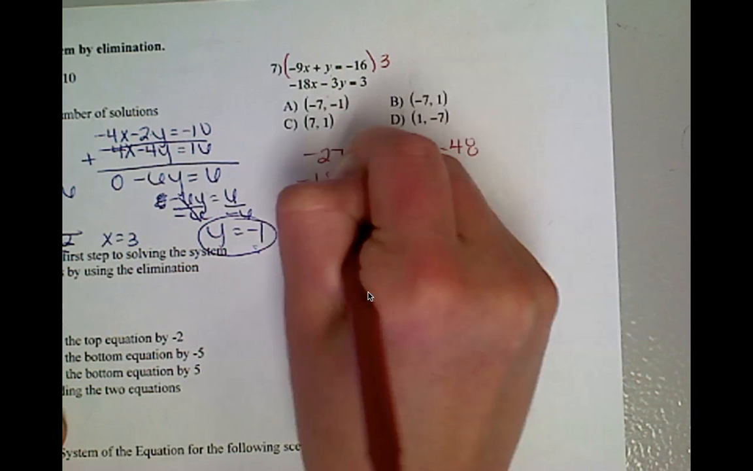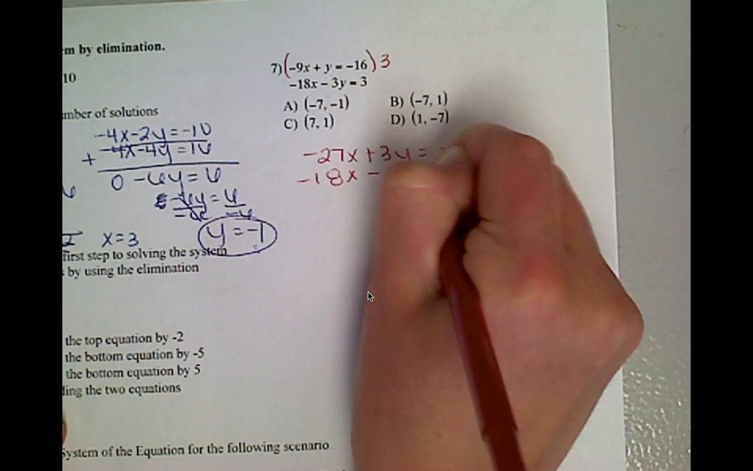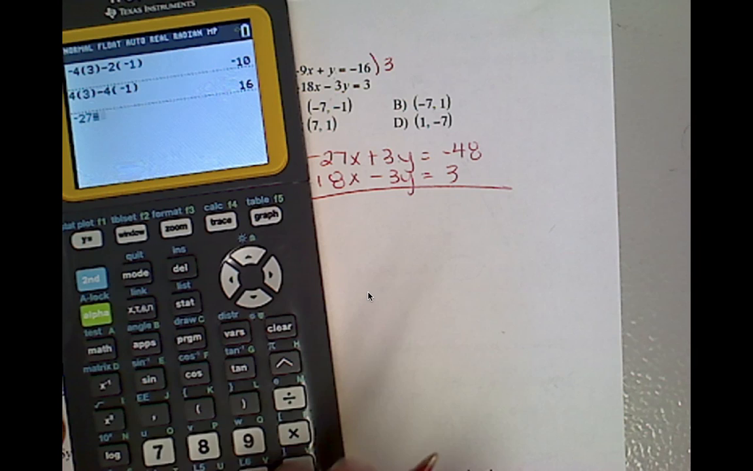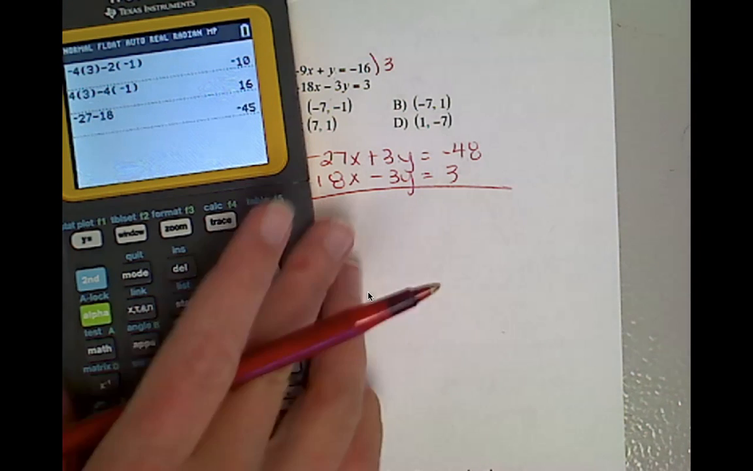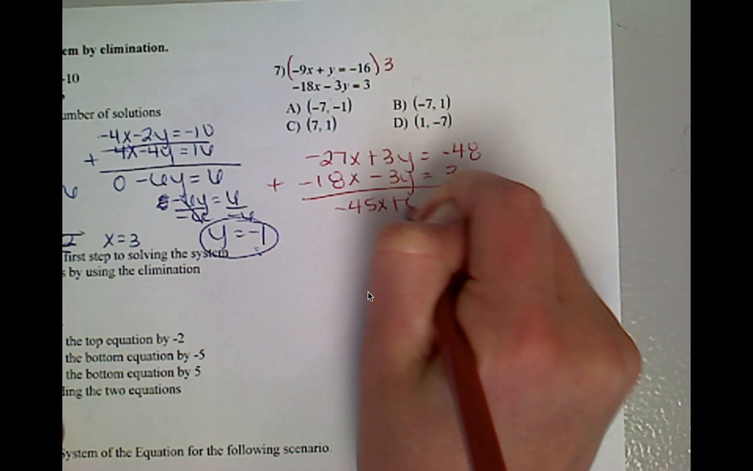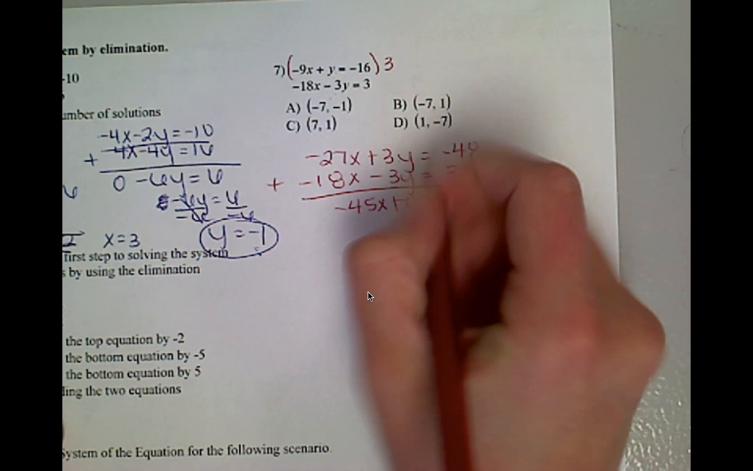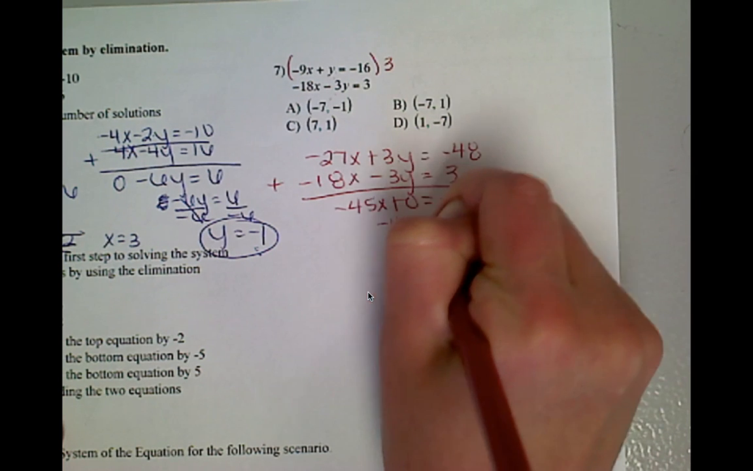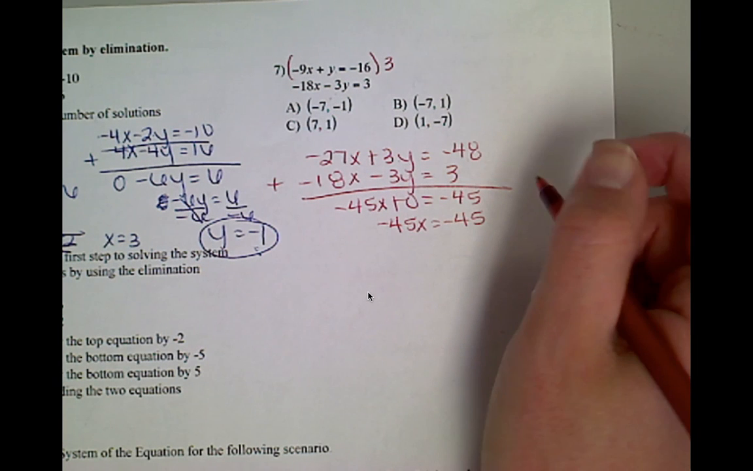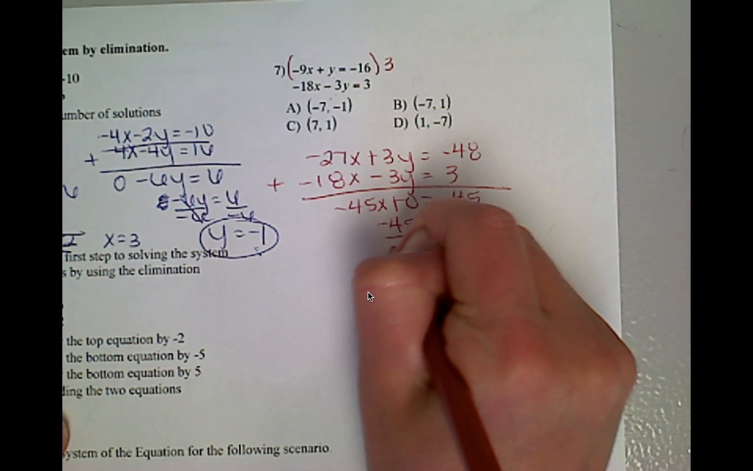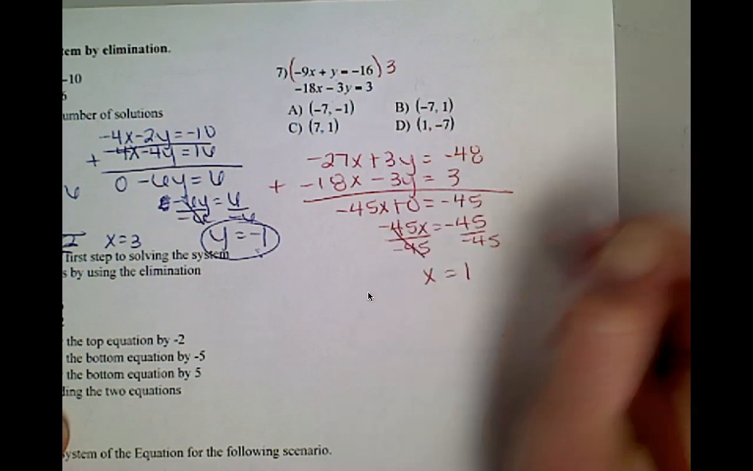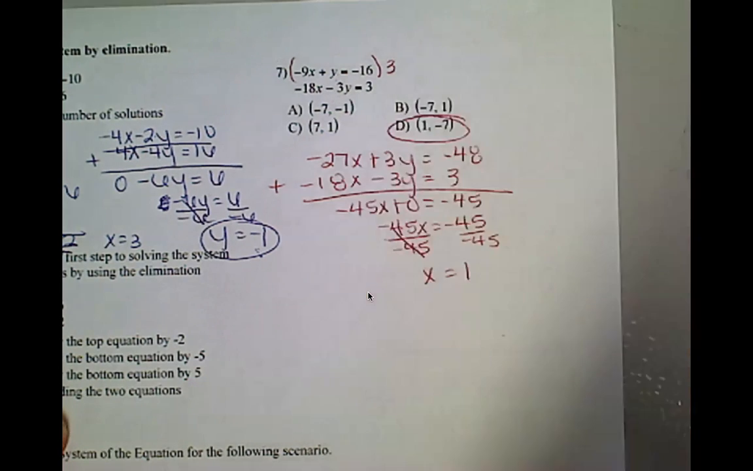I'm going to rewrite the bottom part and add them together. So negative 27 minus 18, or plus the negative 18, is negative 45x plus 0 equals negative 45. I don't need the plus 0 because that's the same thing as just the plain negative 45x. So now I can divide both sides by negative 45 and x equals a positive 1. Okay, only answer that has a positive 1 is D.